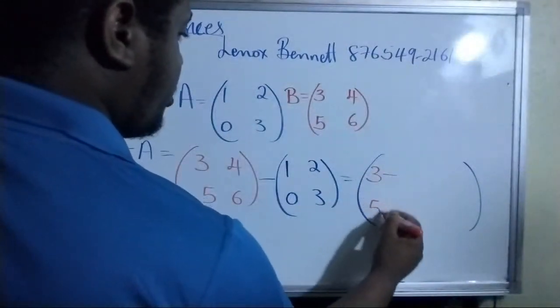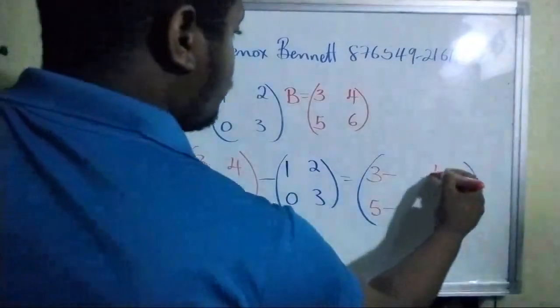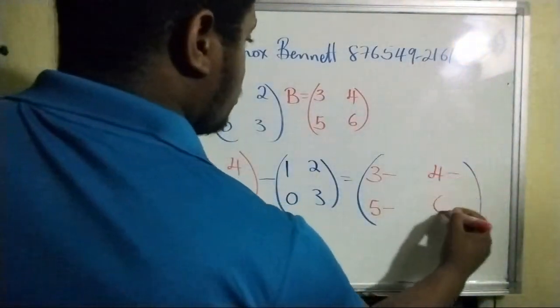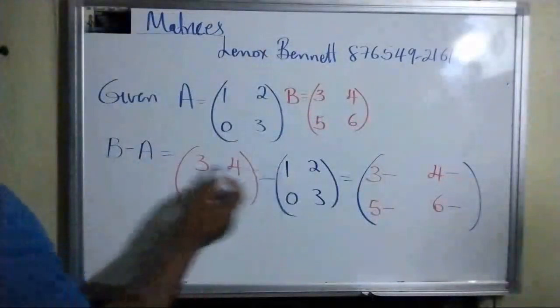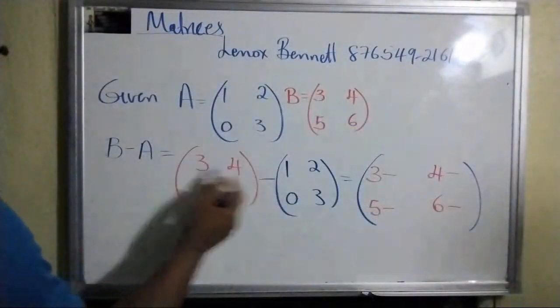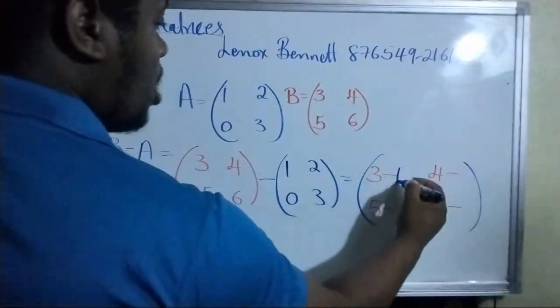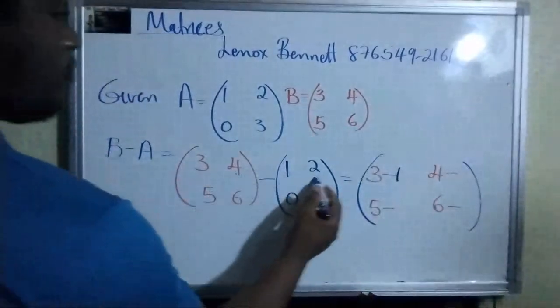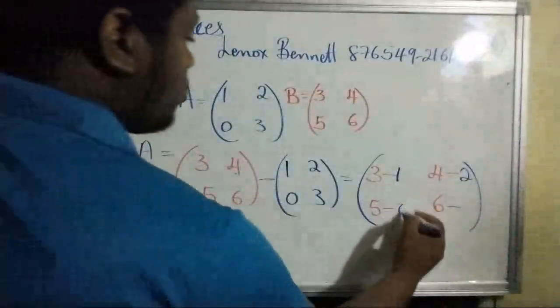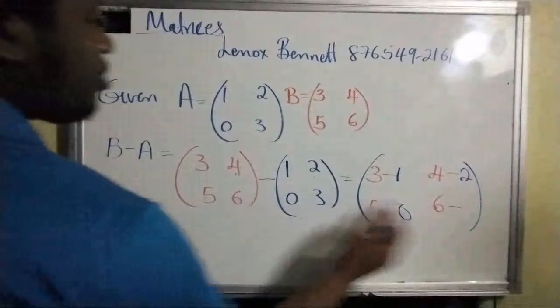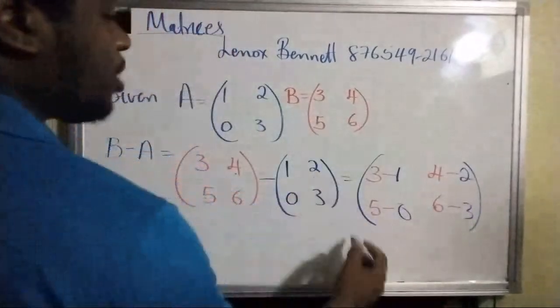minus 5 minus 4 minus and 6 minus. Why I do that? We're gonna put in the b's based on the position. So this come first, this come first. So that's 1, 4 minus 2, 5 minus 0, and 6 minus 3. Alright, and then we can do the math.